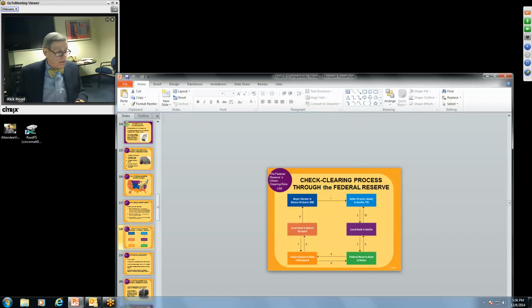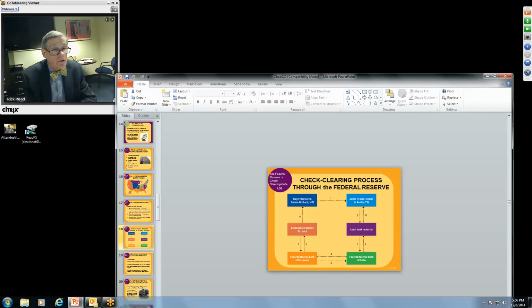This is the check clearing process through the Federal Reserve. You can see this graphically displayed a little bit better than we have here, but I am going to talk you through this on page 560, figure 20.3 in the text. And notice you have a buyer here in Quince Orchard, Illinois. I'm not sure exactly where that is, but I would suggest it's probably somewhere around Chicago. And the seller is a tractor dealer in Austin, Texas.